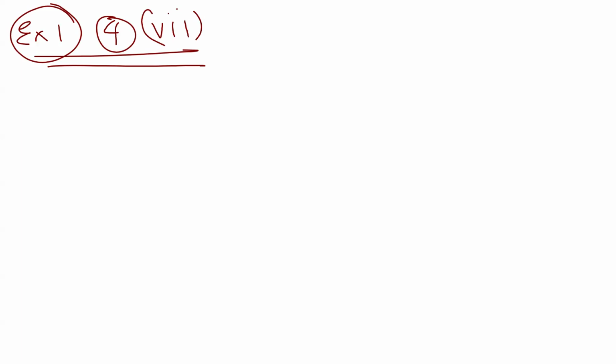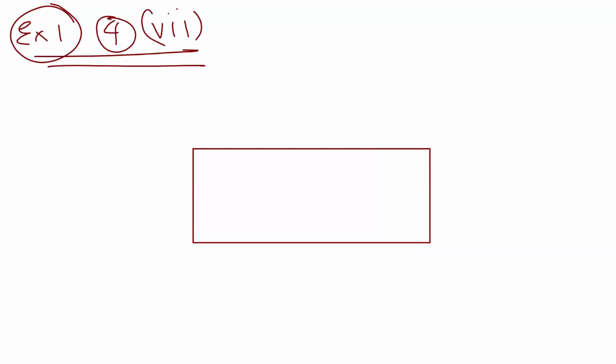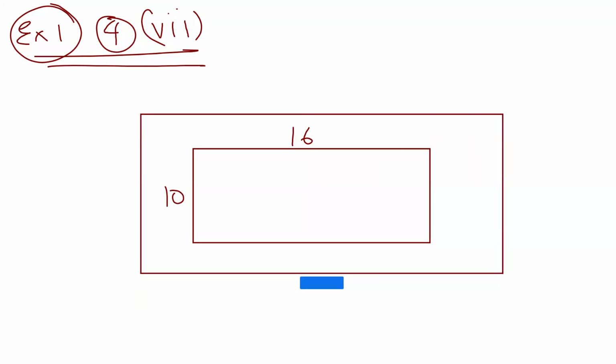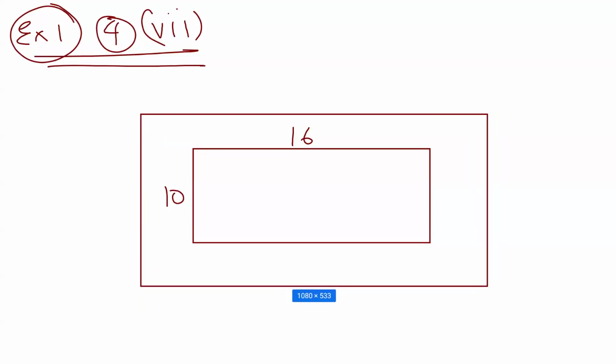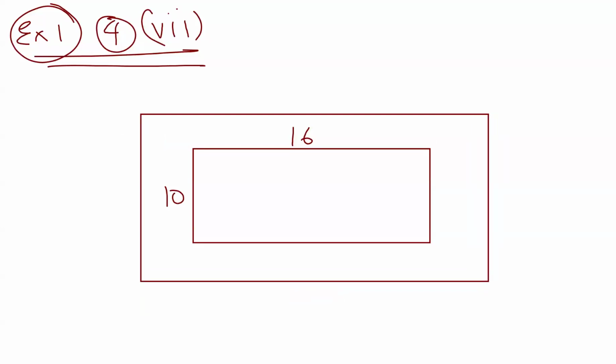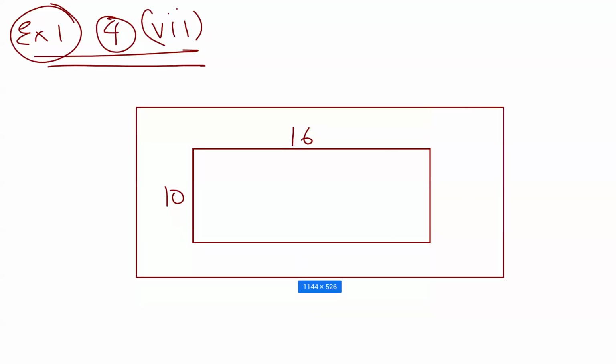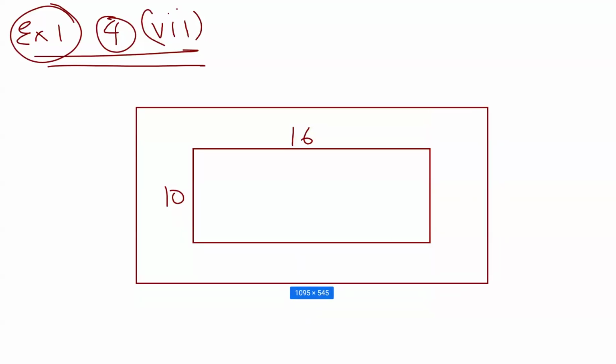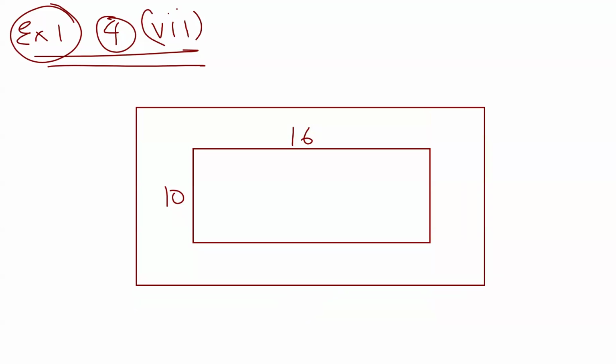So we have a rectangular garden, so I'll just draw this particular rectangle for you all. Now this is 16 and this is 10. Now it is surrounded by a concrete walk of uniform width. Now these statements are very important. Outside this particular rectangle, we will draw one more rectangle. So this is the new rectangle.